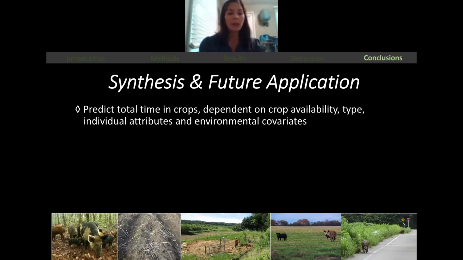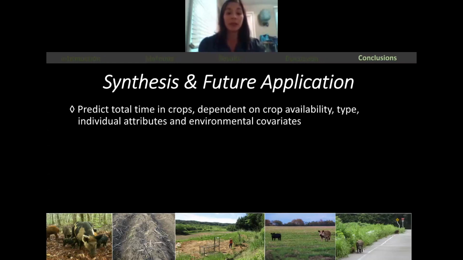The time spent in crops could be a useful proxy for quantifying crop damage by wild pigs or other wildlife. And there's a possibility to retroactively estimate crop damage from where an animal has spent time, and to actually predict crop damage in an area where an animal has yet to establish.